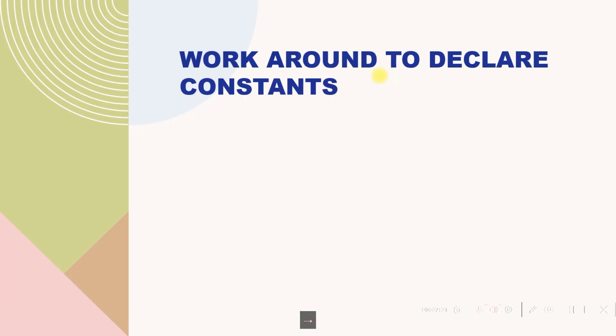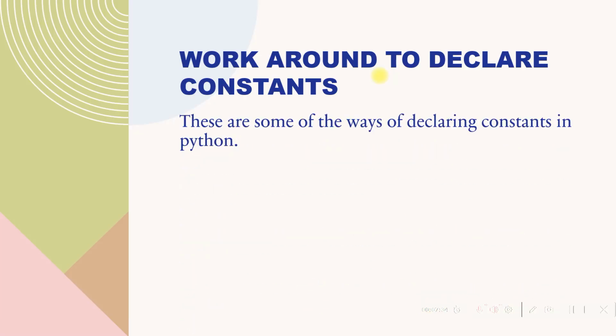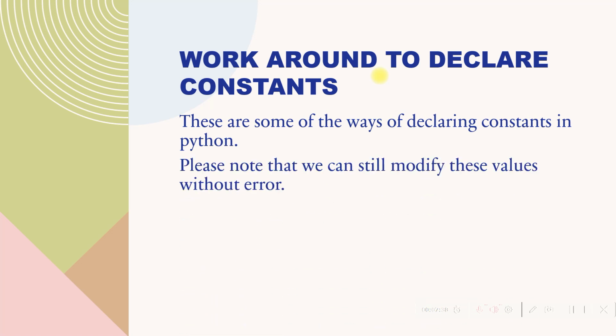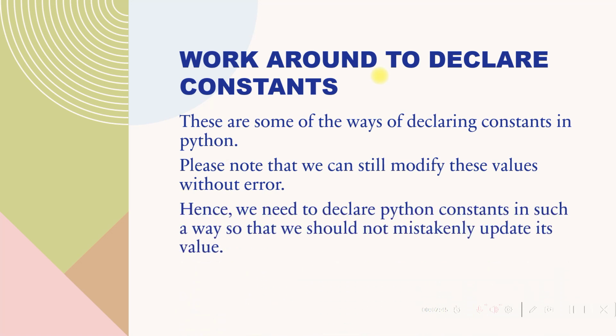Okay. So these are some of the ways of declaring constants in Python, and as I said, these are variables, so we should try not to update or modify these constant variables mistakenly. For this, we will have to give a separate naming convention to the constant variables. In this way it will help us to remember most of the time that this is a constant variable and we should not try to modify it.